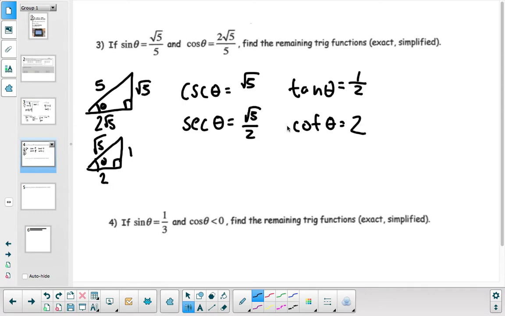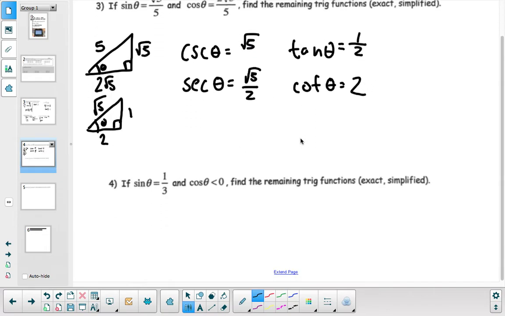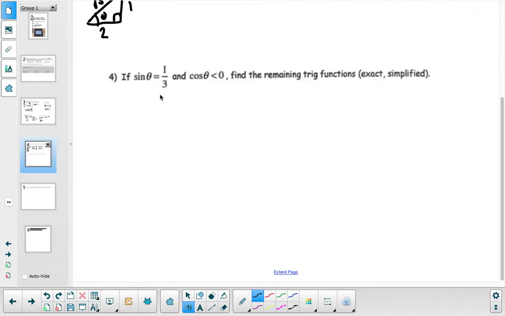Okay, so those are the 4 remaining. It says to leave exact and simplified. This is exact and simplified. So if you're in My Open Math, don't type in root 5 as a decimal. Leave it as that. I'm sure you're starting to get the idea for that, or hopefully you are.